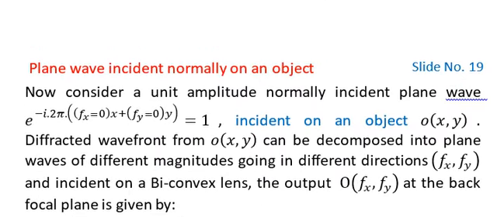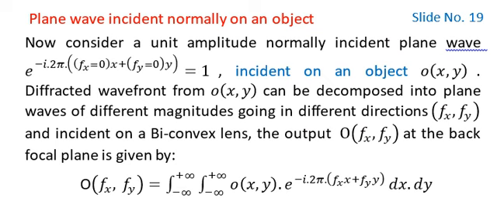And in this slide we now consider a unit amplitude normally incident plane wave. Again, we know that when the plane wave is normally incident, we have fx equal to 0 and fy equal to 0, so the overall plane wave is equal to 1. So this is the unit amplitude normally incident plane wave on an object O of x and y. Before that the plane waves were incident directly on the lens. Now in this case the plane wave is normally incident not on the lens but on the object O of x and y.